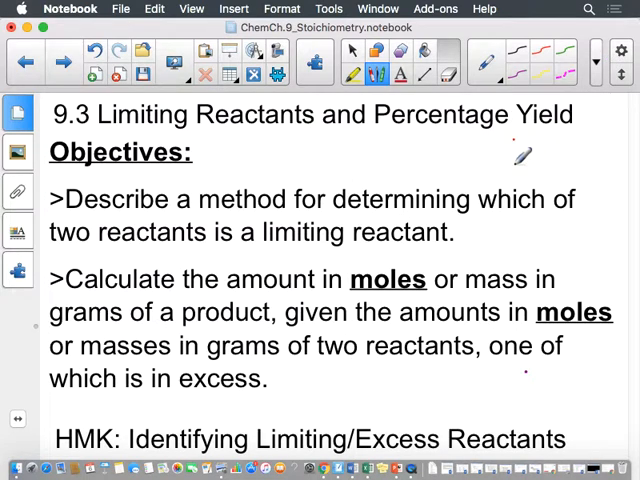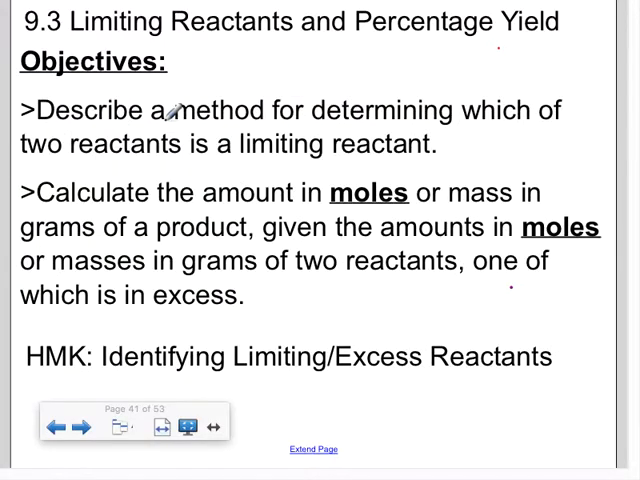All right, welcome back, chemistry. We are still in section 9.3, trying to find our limiting and excess reactants. And in our previous lecture, we were just looking strictly at moles.